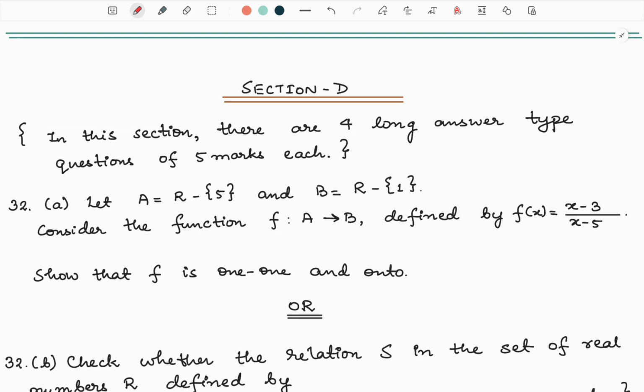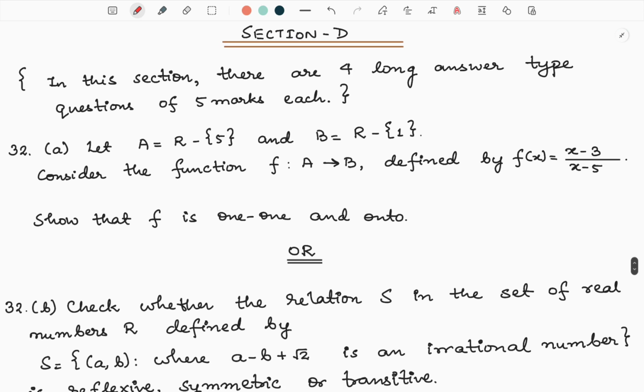In this video I am going to show you the solution of the section D part. In this section there are four long answer type questions, and each question will be of 5 marks. So overall section D will comprise 20 marks. Out of four questions, in three questions internal choices are given. You have to attempt all the four questions.